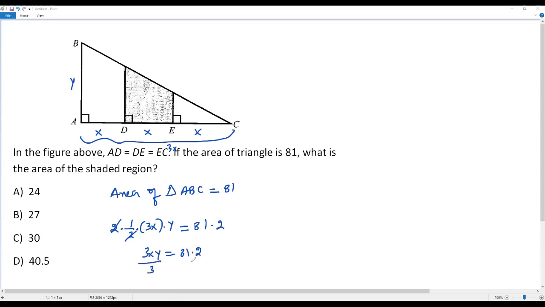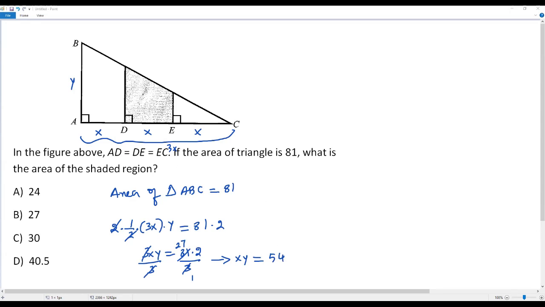Now let me divide both sides by 3. When I do so, this 3 will cancel out. 3 goes into 3 one time, and 3 goes into 81 27 times. Then we get XY on the left side over here. On the right side, we have 27 times 2, which is 54. Okay, now I got the product of X and Y. That is X times Y equals 54.